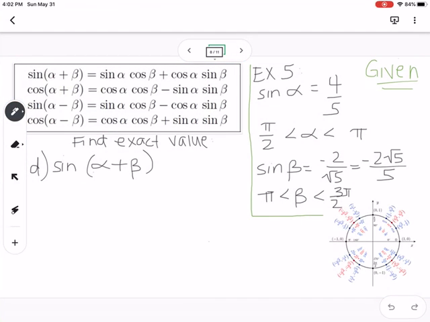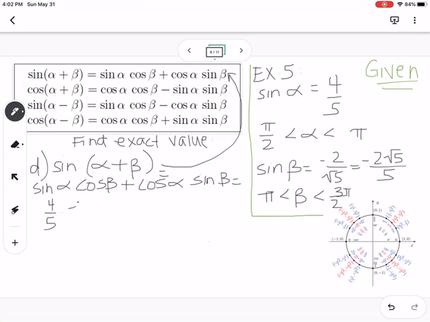And they ask us to find the sine of alpha plus beta. So now we're going to use this guy right here. So it's going to look like, I'm just going to write it so I can replace it right under it. So sine of alpha cosine beta plus cosine alpha sine beta. Okay, so sine of alpha was 4/5. Cosine of beta was negative radical 5 over 5. Cosine of alpha was negative 3/5. Sine of beta was negative 2 radical 5 over 5.